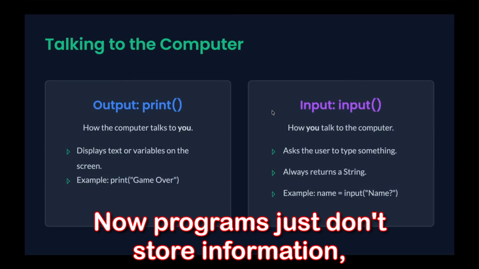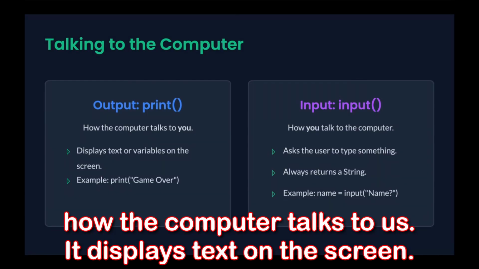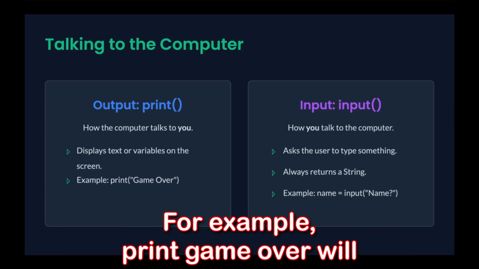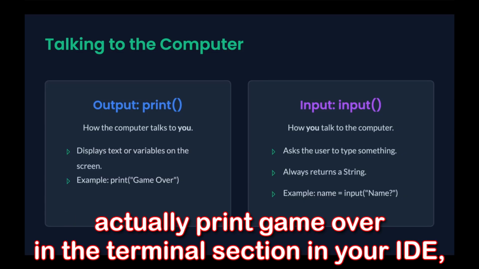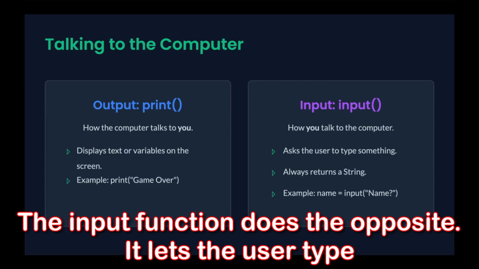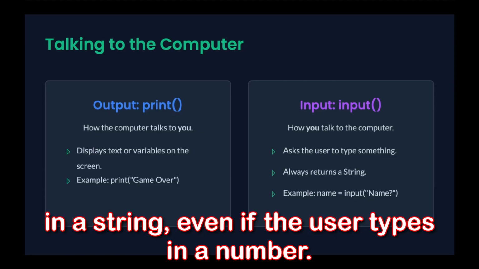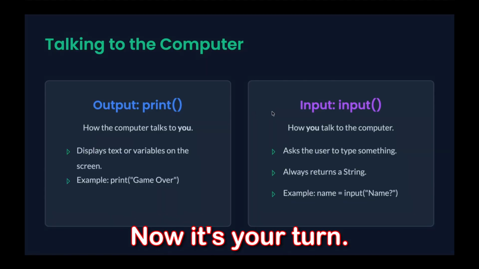Now, programs don't just store information, they also communicate with us. The print function is how the computer talks to us. It displays text on the screen. For example, print("game over") will actually print game over in the terminal section in your IDE, or integrated development environment. The input function does the opposite. It lets the user type into the program, which basically will take in a string even if the user types in a number.